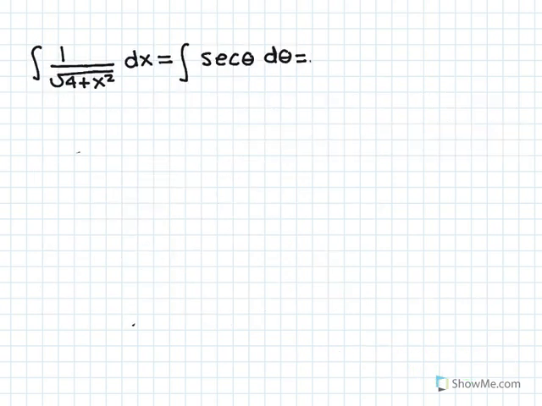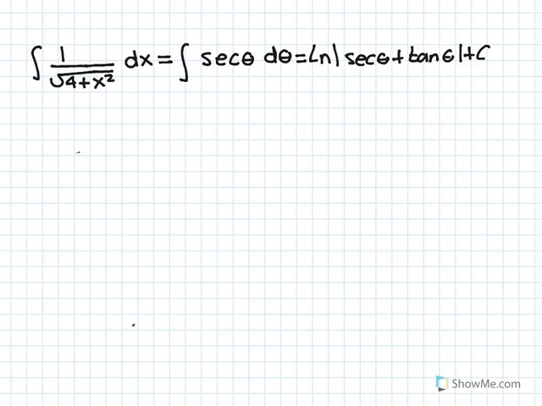So now let's evaluate that. We have integral 1 over root 4 plus x squared dx, and we applied a trigonometric substitution, and we turned it into a trig integral. So now we have integral of secant theta d theta. So what is the antiderivative of secant theta? We memorize that to be log of absolute value of sec theta plus tan theta, plus c.